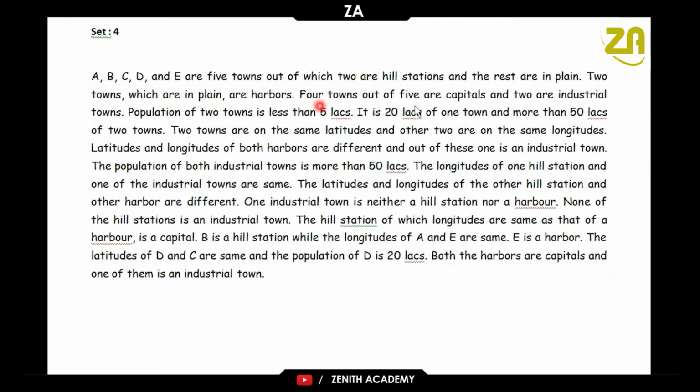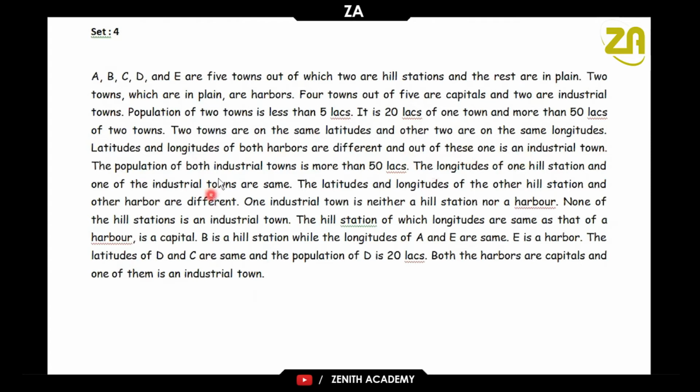4 towns out of 5 are capitals and 2 are industrial towns. Population of 2 towns is less than 5 lakhs, it is 20 lakhs for one town and more than 50 lakhs for two towns. Two towns are on the same latitudes and the other two are on the same longitudes. Latitudes and longitudes of both harbors are different, and out of these, one is an industrial town.